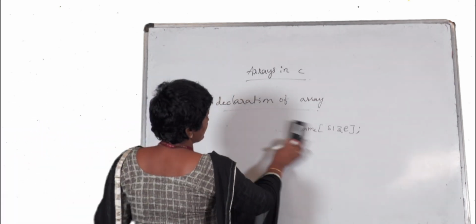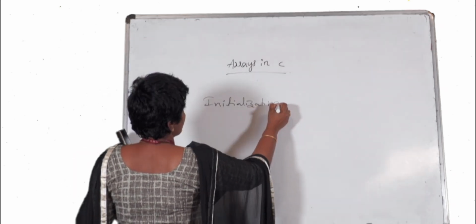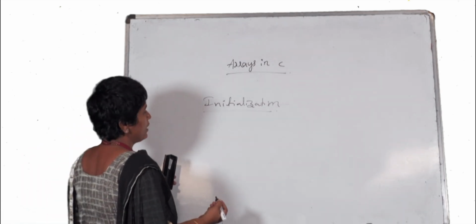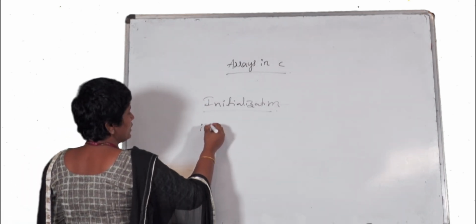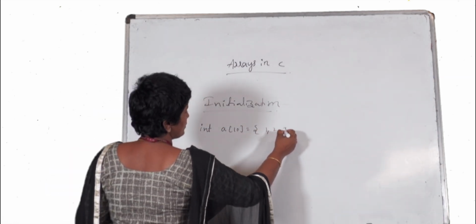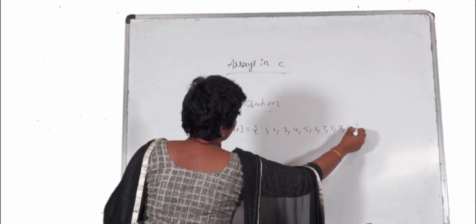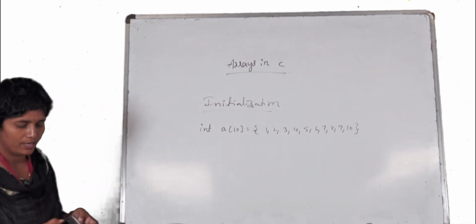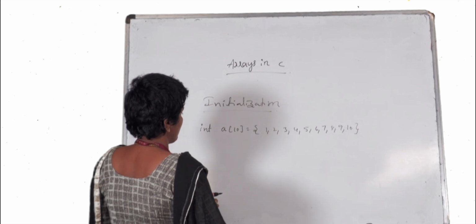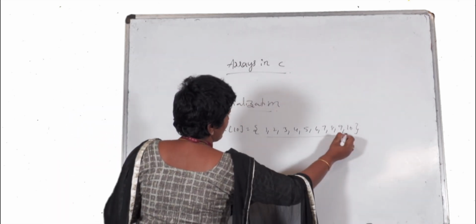So how do we initialize the values of an array? Initialization of an array: for example, int a[10] = {1, 2, 3, 4, 5, 6, 7, 8, 9, 10}. One more thing: arrays are stored in continuous memory allocation format. Here we are giving a[10] with array elements as the values 1 to 10.